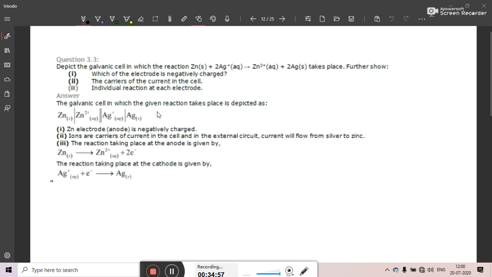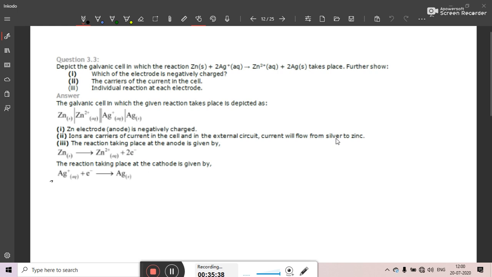Thereafter, number 1 is: which of the electrodes is negatively charged. So the zinc electrode, that is the anode, is negatively charged. Second is the carriers of the current in the cell. So ions are the carriers of current in the cell. Inside the cell, with the help of the salt bridge, ions become the carriers of the current, and in the external circuit, current will flow from silver to zinc. So here the flow of current is opposite to the flow of electrons. The current will flow from cathode to anode, that is from silver to zinc.